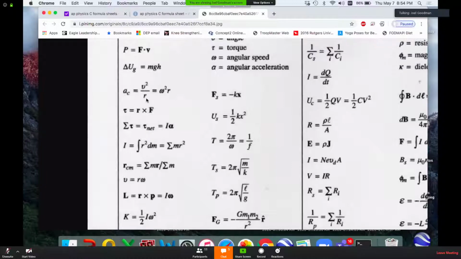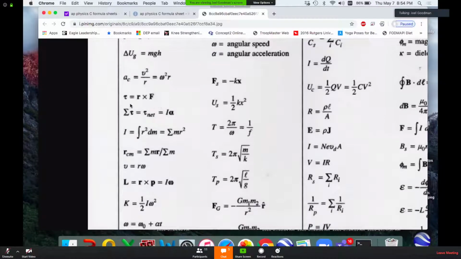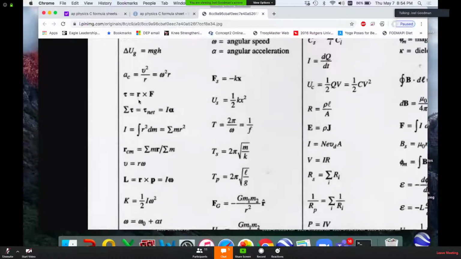Centripetal acceleration, right? We're familiar with this. And do you feel equally comfortable with using omega squared r? Great. Okay, this is the Greek letter tau. We saw the Greek letter tau in electricity for the time constant, but it's not that. What is it? Torque. And it's r cross F. Is r cross F the same as F cross r? No. If you use your right-hand rule, you'll see how that works.